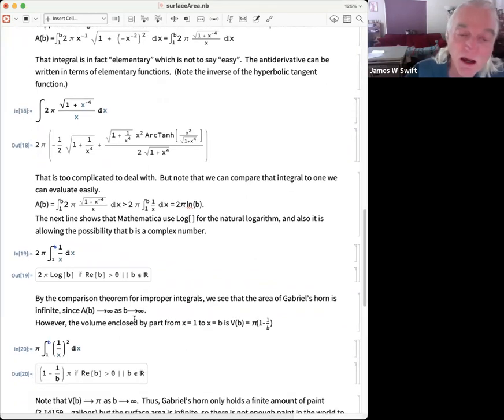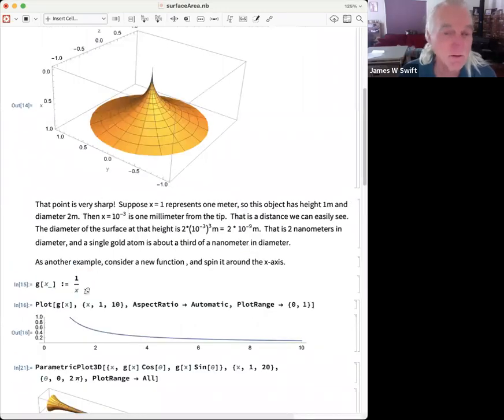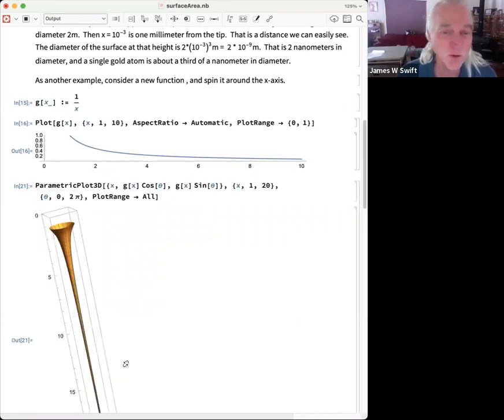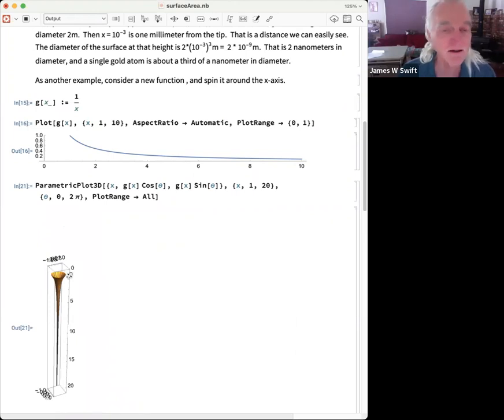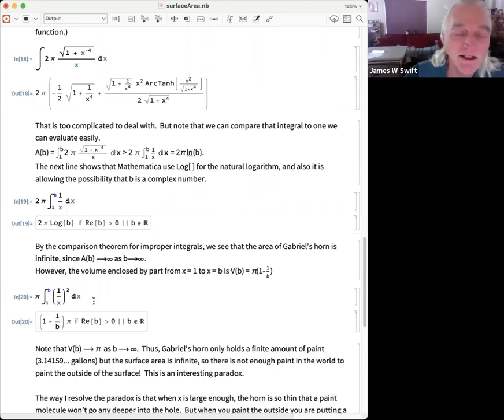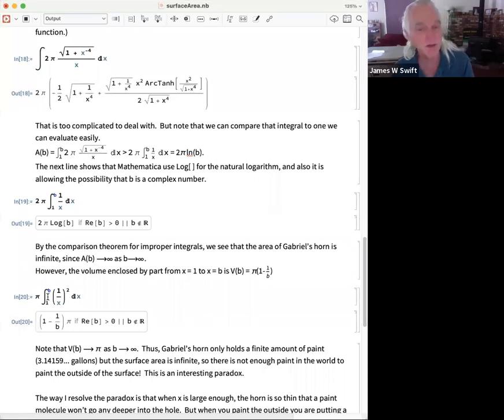Wow. But we can compute the volume that's enclosed in this horn. If I take it and move it up, and then pour some paint into the top, how much paint can I pour in there? Well, it turns out you can pour in pi gallons. If I integrate pi times r of x squared dx from 1 to b, I get (1 minus 1 over b) times pi. So as b goes to infinity, the volume enclosed by Gabriel's horn approaches pi.